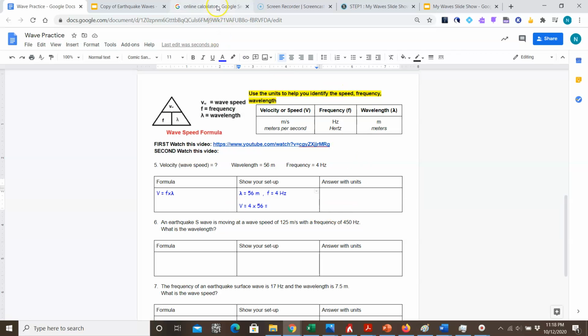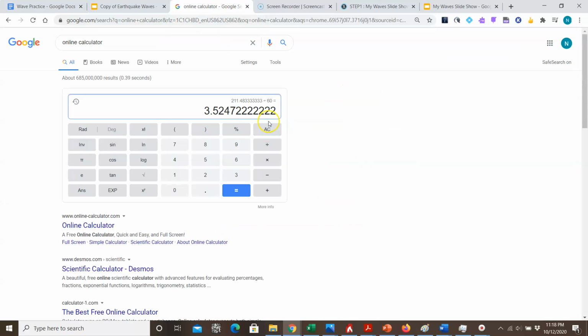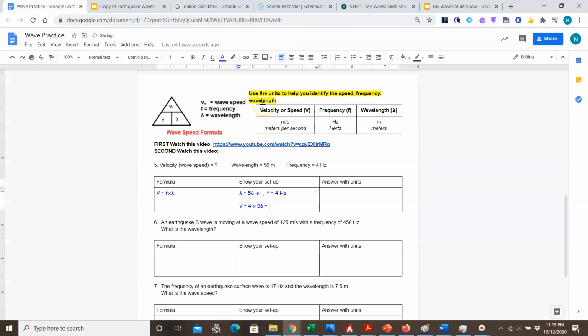Now I can go to my calculator, 4 times 56. Let me clear that. And 224 is the value that I have, so I'm going to write that down. So my speed is 224, but remember, 224 what? Over here I'm going to write my final answer. I just have to rewrite it, but I have to make sure I put the units. My units for speed or velocity are meters per second, so m over s.